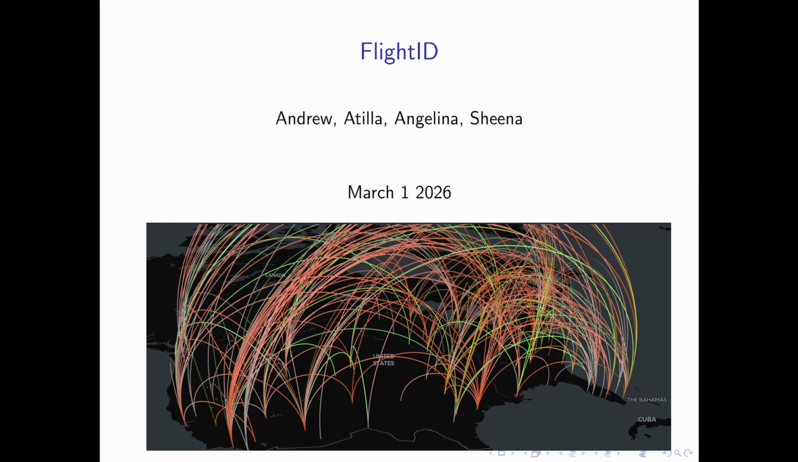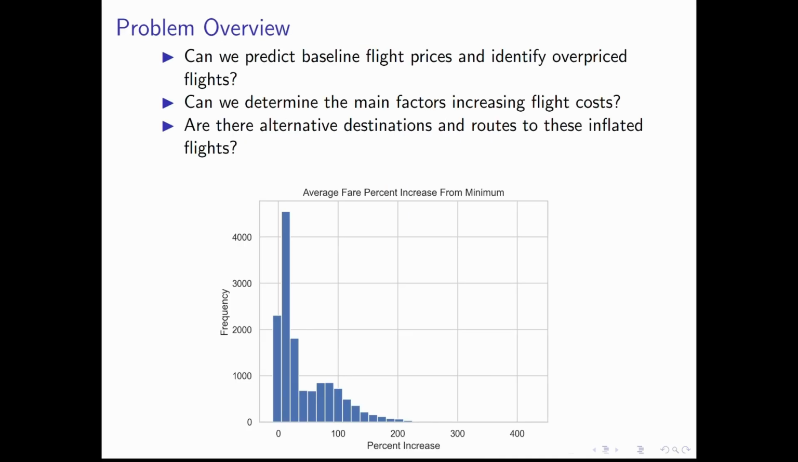Two similar flights can have drastically different prices, and consumers often have no way of knowing whether a fare is reasonable or inflated. And so, can we predict the baseline flight prices and identify overpriced flights? Can we determine the main factors that affect the increasing flight costs? And what are the best alternative destinations that can maximize our cost effectiveness?